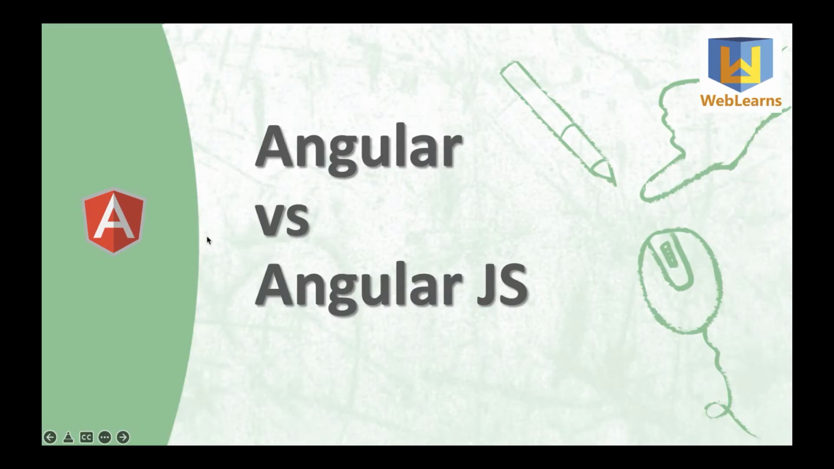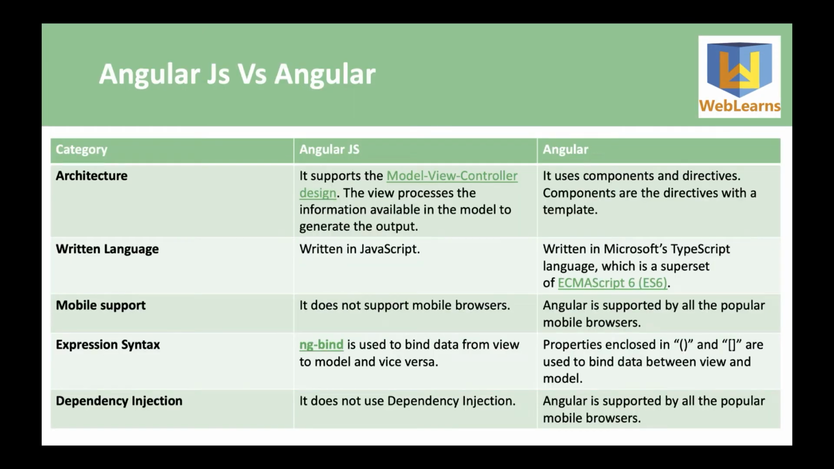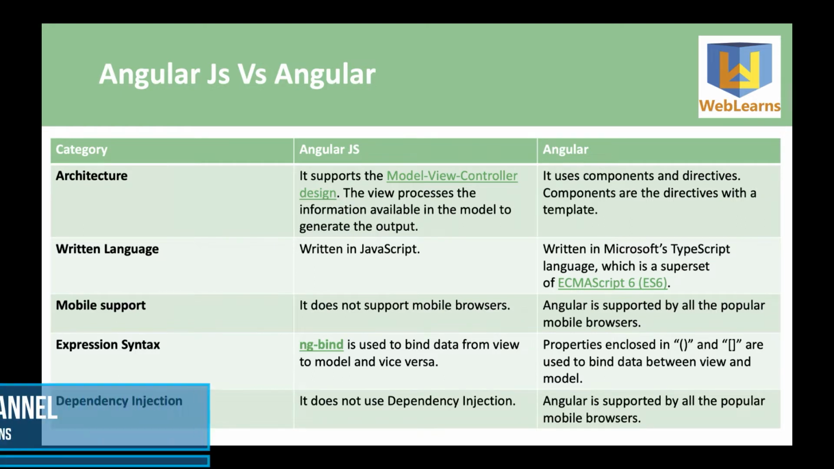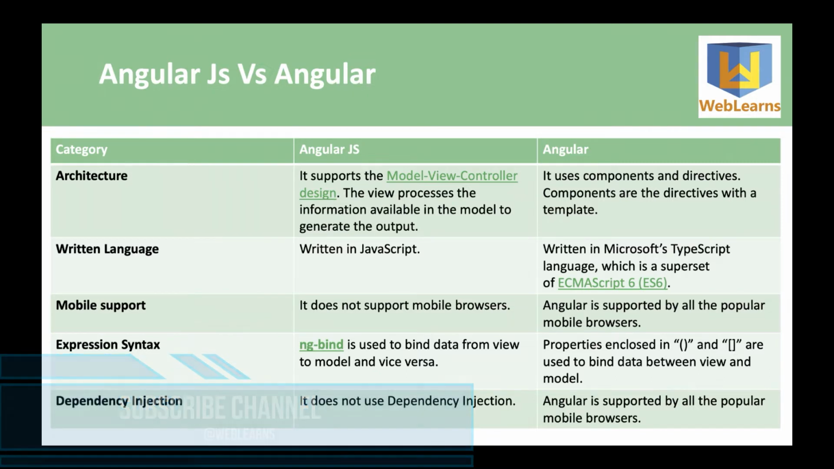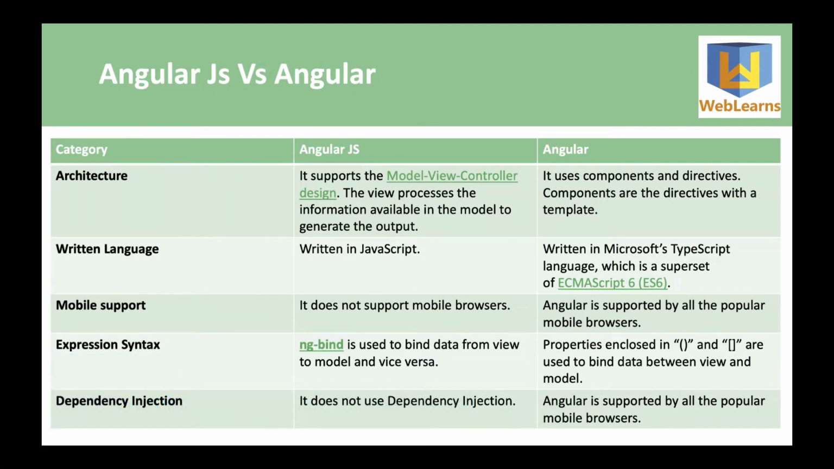So let's start with Angular versus AngularJS. First difference is architecture. AngularJS supports the model view and controller, whereas Angular works with components and directives. And second difference is the language, where AngularJS is written in JavaScript, whereas Angular is written in TypeScript. TypeScript is developed by Microsoft.